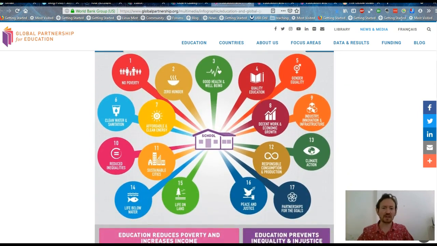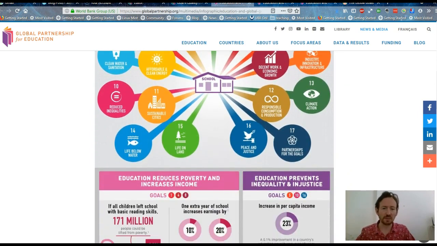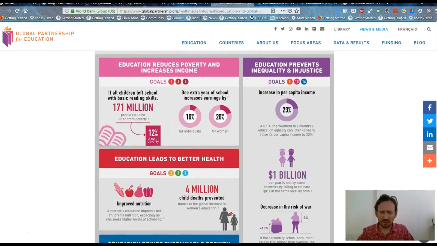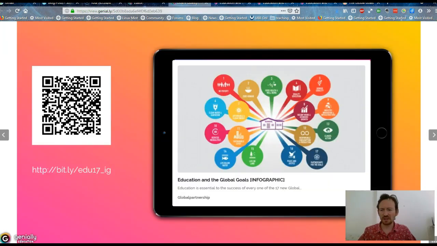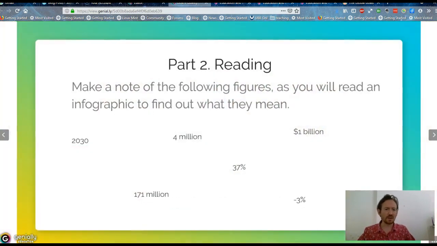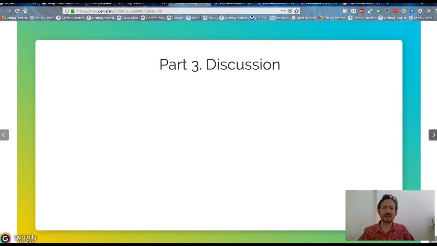They go to the infographic on their computer, on their phone or on the IWB, and they read through it to find the figures. Aha! Decreasing the risk of war, minus 3%. If secondary education enrolment is 10% higher, the risk of war goes down by minus 3%. So they work through, they find out all these figures, discuss as a class what they mean, and we're ready to go on.